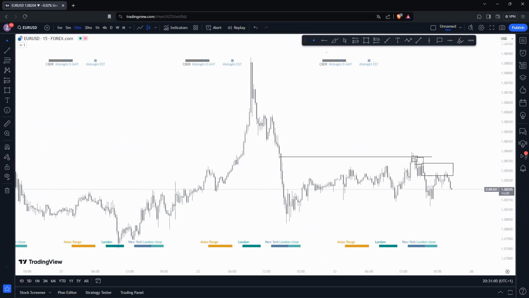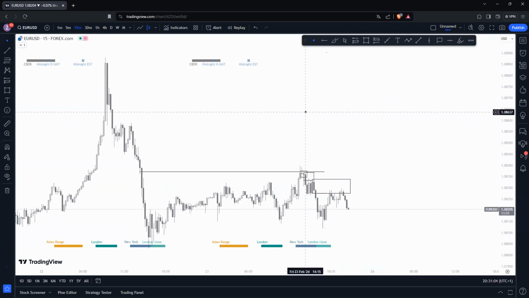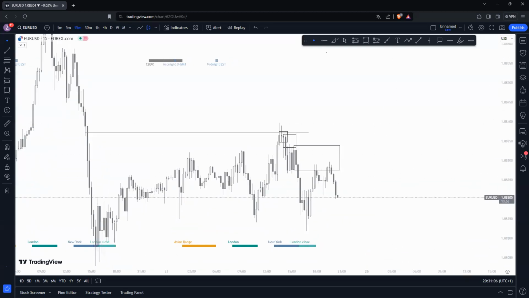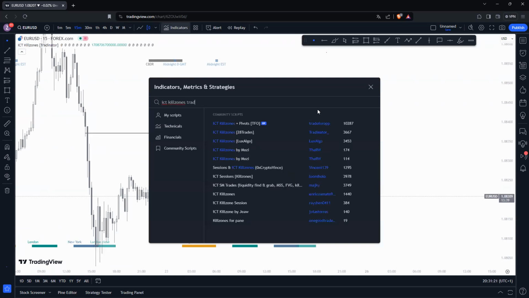If the M15 engulf is big, find one on the M5 that is smaller. But if the M5 is unfresh, stick to M15. This indicator is ICT Kill Zones Stratinator, as you can see right here. I'm not a fan of ICT, but yeah, this indicator is good. I don't care. So just type ICT kill zones Stratinator.